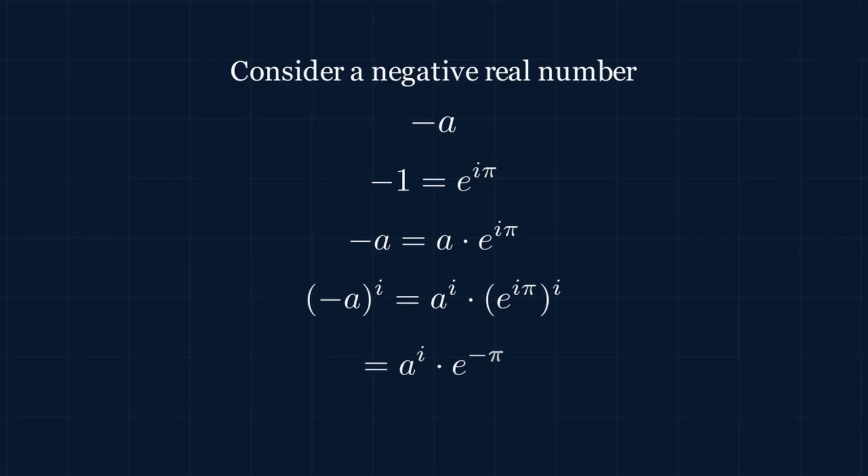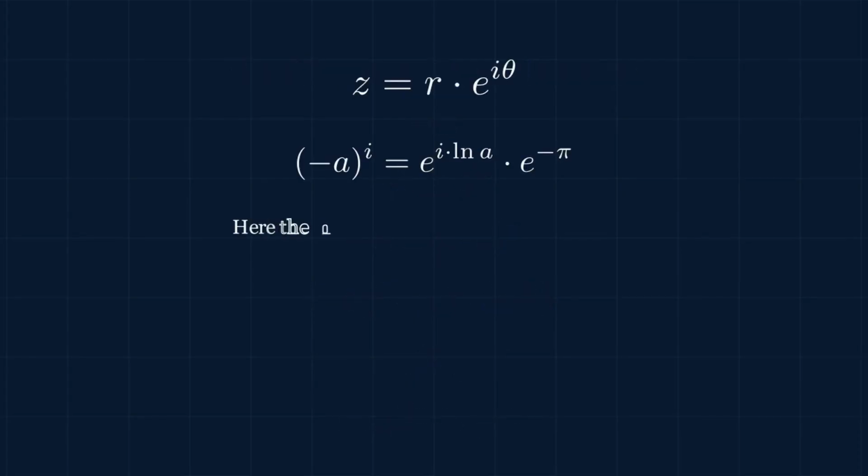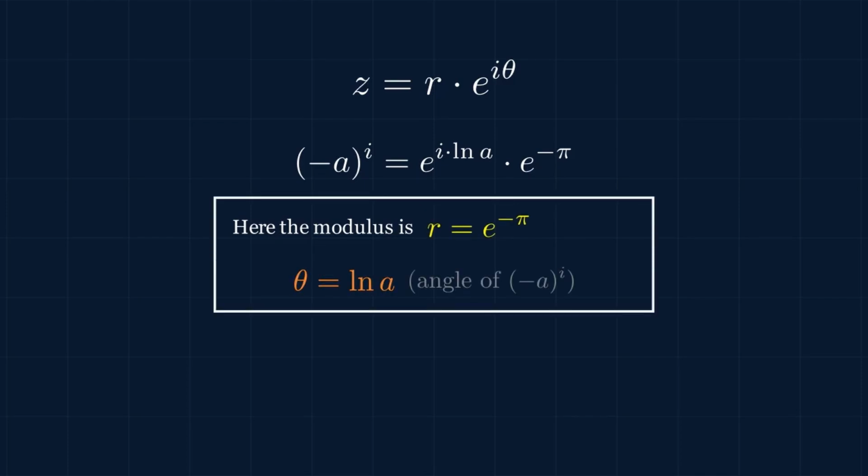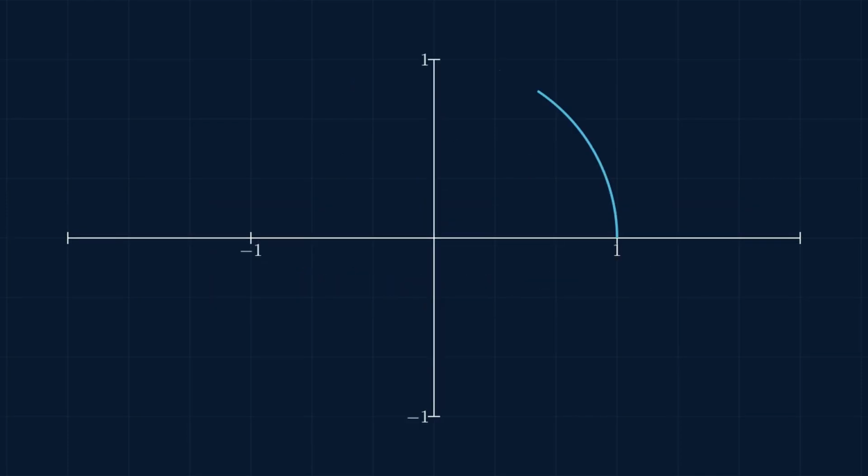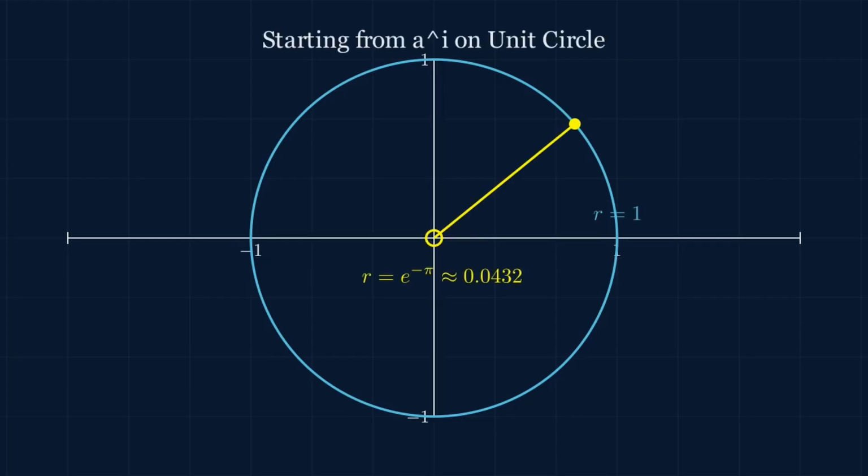On simplification, we have e to the power minus pi times e to the power iota ln a. Here the modulus is approximately equal to 0.0432. So in this case, the result will lie on a circle of this radius instead of 1.